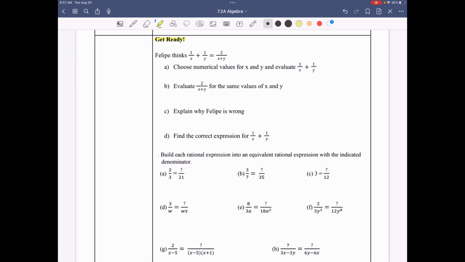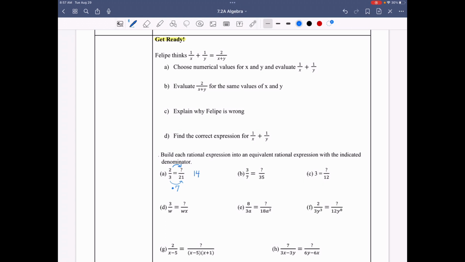All right, let's go over this next section that's talking about building a rational expression into an equivalent rational expression with the indicated denominator. So basically, we're trying to find equivalent expressions. And I will do every other one with you, and then the others you'll do in your groups. All right, so to get from 3 to 21, we multiply by 7. So we're going to do the same to the 2. 2 times 7 is 14.